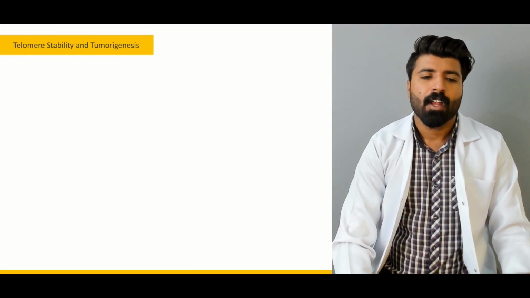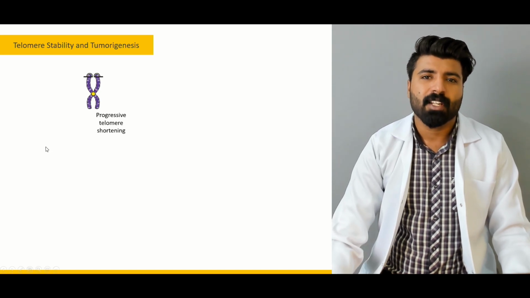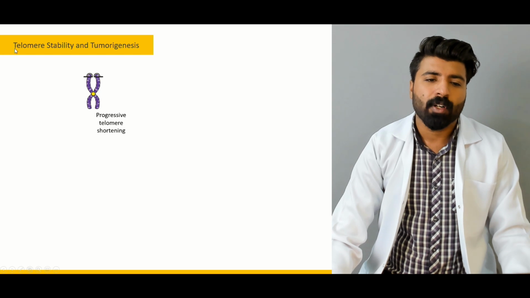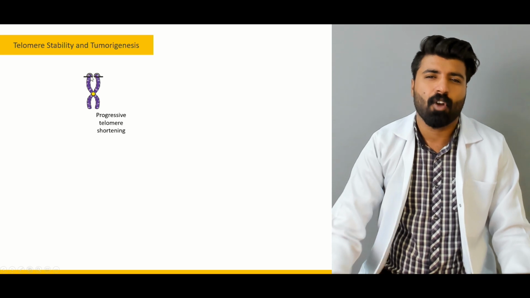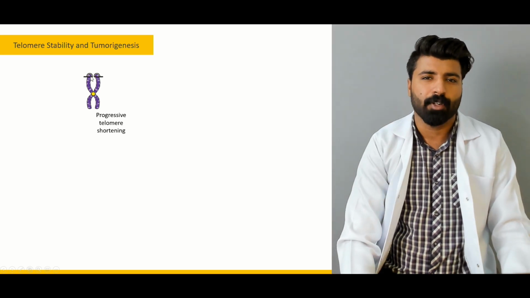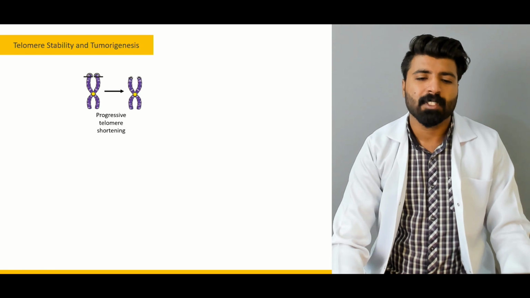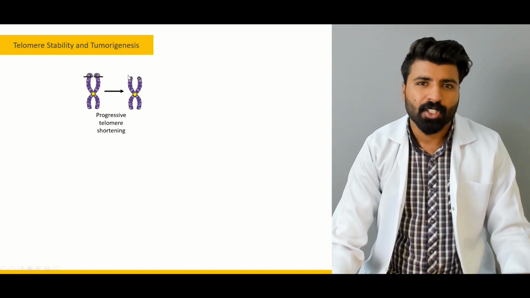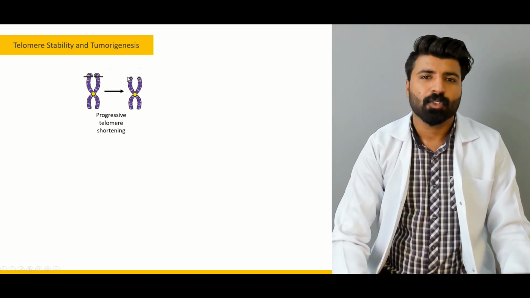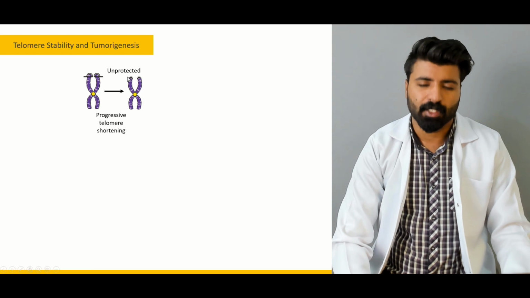Next on we have telomere stability and tumorigenesis. Now we all know what a telomere is. When a chromosome, which has two alleles, different alleles, when its smallest part is cut down, it's called a telomere. So what happens is that progressive telomere shortening will be happening. You can see now these ends are gone. Those telomeres are shortened. So what does a shortened telomere actually do?